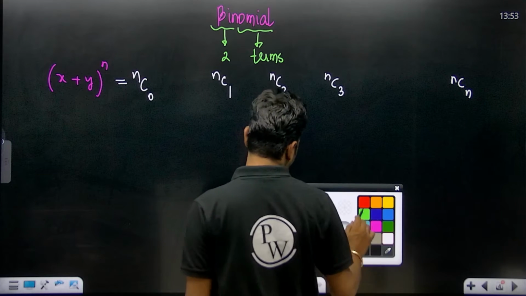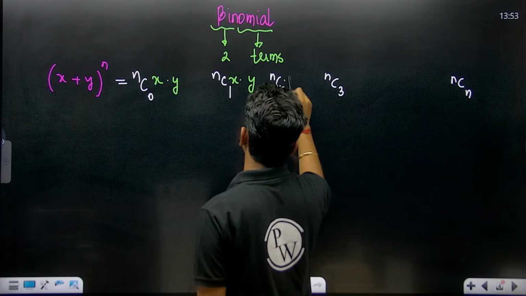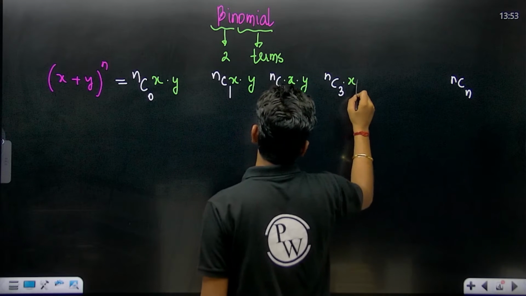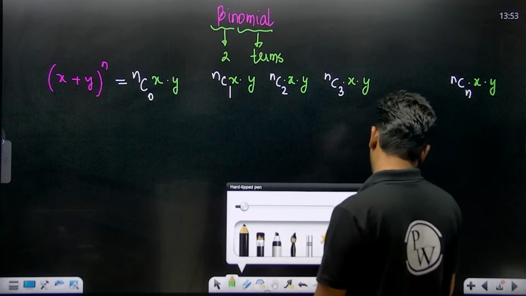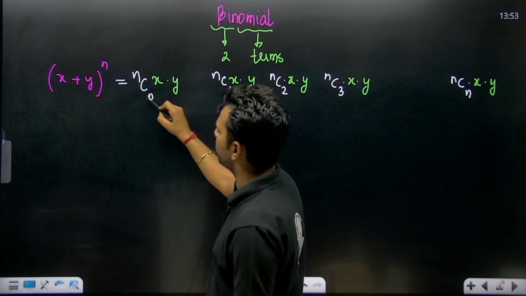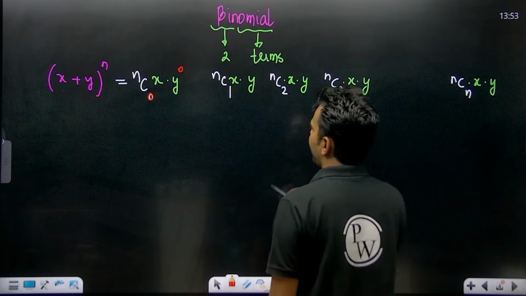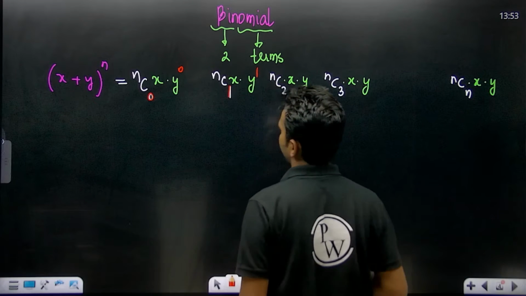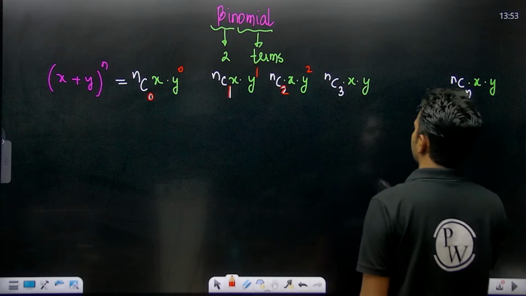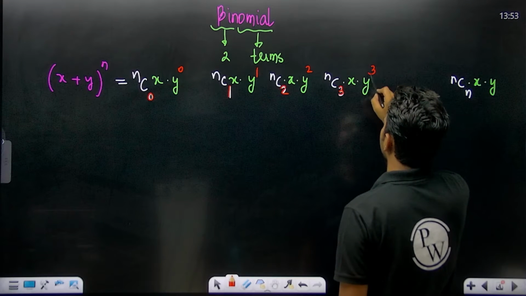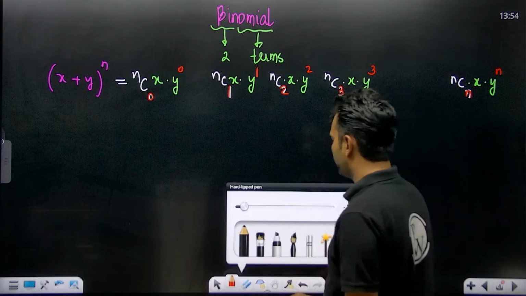Okay. In each of these terms, we take x and y in each and every term. Over here also some x and some y. Over here also some x and some y. Over here also some x and some y will come. Okay, then whatever is written in the subscript of C, we assign the same power to y as well. Over here the subscript is 1, so we assign the power of y as 1. Over here the subscript is 2, so the power of y is also 2. Over here the subscript is 3, so the power of y is also 3. Over here the subscript is n, so we also assign the power of y as n.